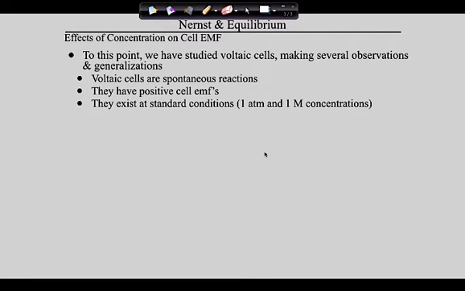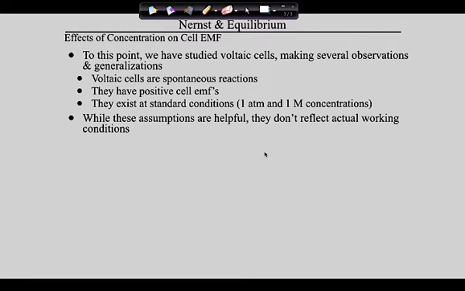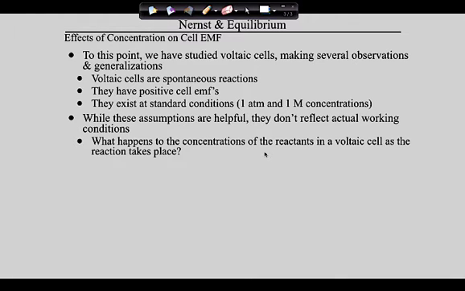And guys, we have now included this idea that they exist at standard conditions, which is 1 atmosphere of pressure, which is important if it's a hydrogen cell, and then 1 molar concentrations. And from this, we can calculate voltages. This is great, but it doesn't actually reflect what happens to the battery as it does its thing. The reason is because the concentrations change.